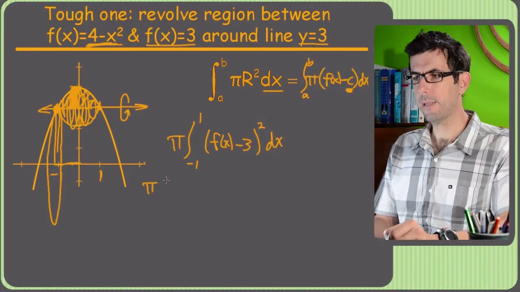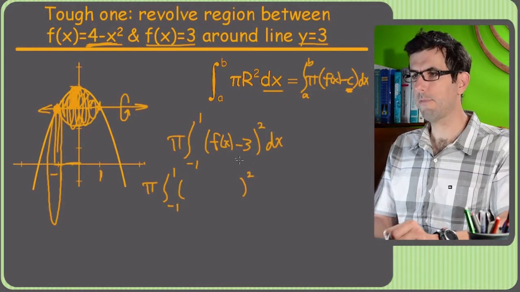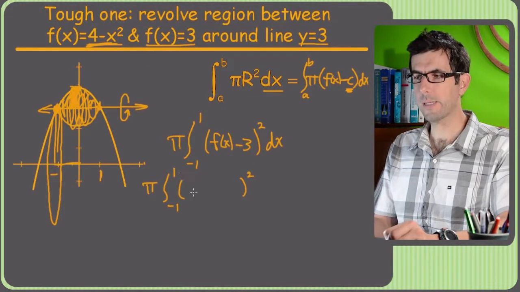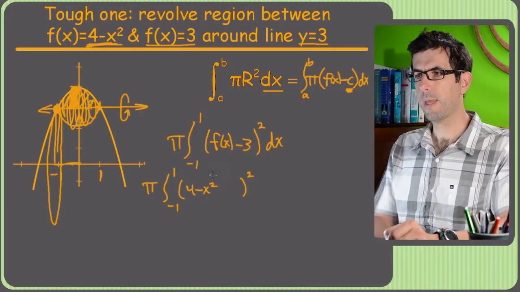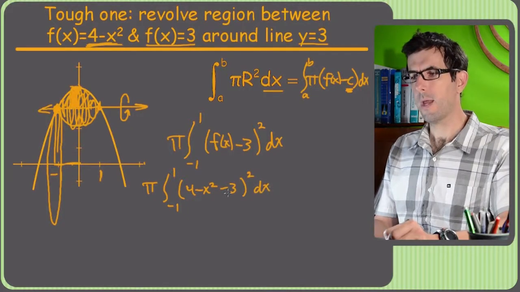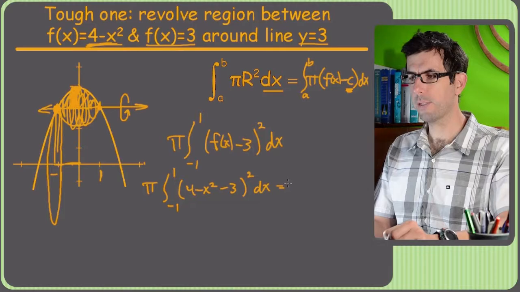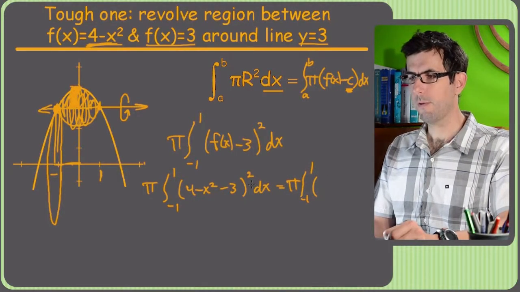All right, so we've got pi times the integral from -1 to 1 of some stuff squared. The stuff being f of x, just 4 minus x squared, and then we've got to subtract 3. All right, so this looks like a horrible foiling nightmare, except the 4 and the 3 actually combine. So we've got pi times the integral from -1 to 1. 4 minus 3 is 1.